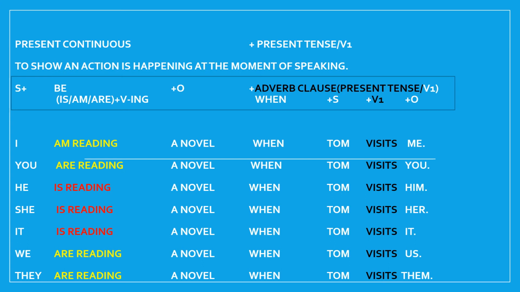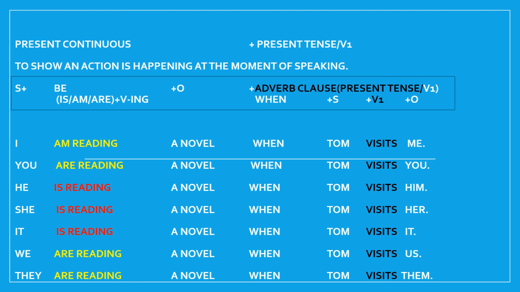Okay, once again, I am reading a novel. When Tom visits me, I am reading a novel. I am reading a novel is a present continuous tense. When Tom visits me is the present tense. So we join present continuous and present tense into one sentence by using the conjunction when.